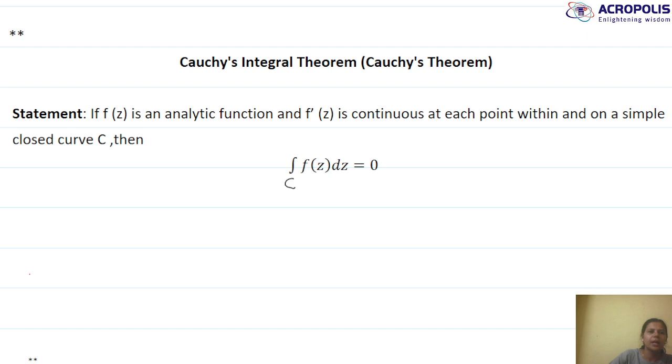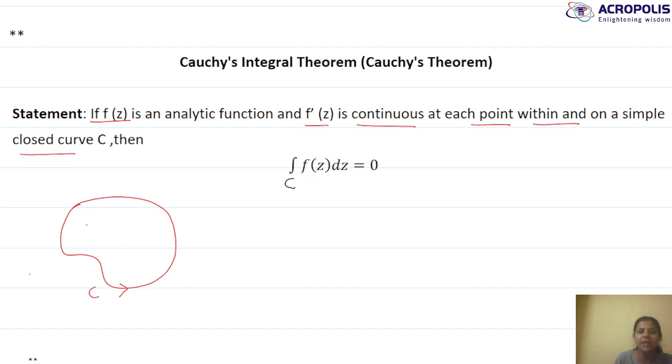Here is the statement: if f of z is an analytic function and its derivative, that is f dash z, is continuous at each point within and on a simple closed curve C, then the integration along C of f of z dz equals 0. A simple closed curve can also be called a closed curve or contour C. The function f of z is analytic within, that is, inside the curve, and by "on" we mean the boundary of that curve.